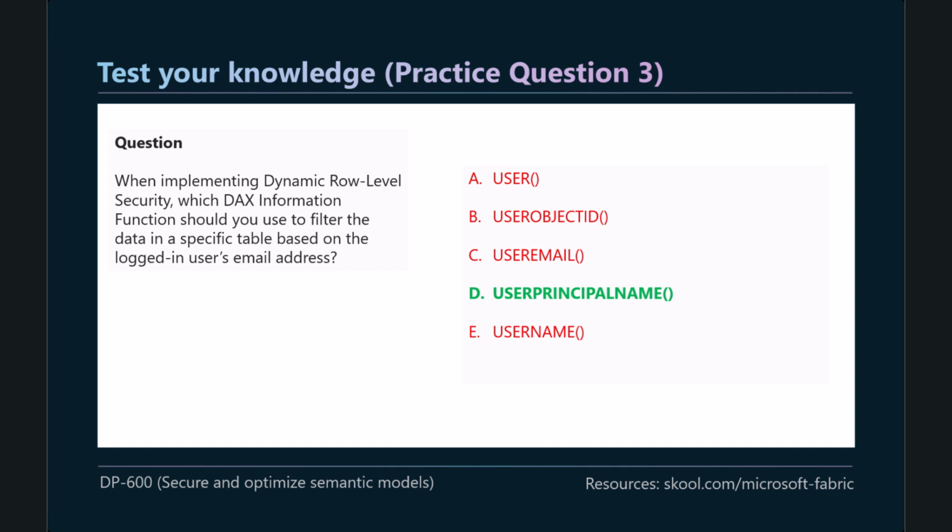The username will just give you the domain and the user's name rather than the actual email address. And user email C is also incorrect. That one is made up. So that's not what the function is called. It's user principal name D.